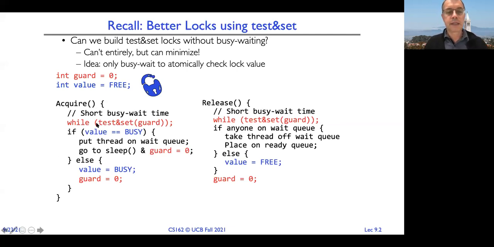Basically, we use test and set here to implement mutual exclusion on the value of the lock. The value of the lock, whether it is busy or free, determines whether you can enter the critical section of the user's program. And we use test and set for a second, smaller critical section, which is only concerned with updating the lock value to busy or free. Okay.